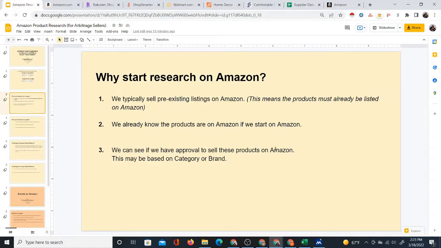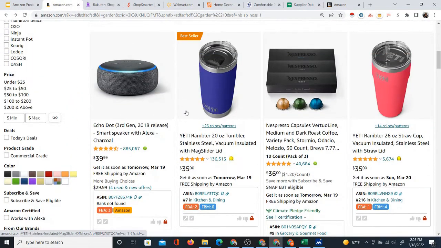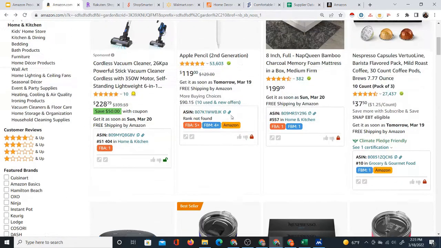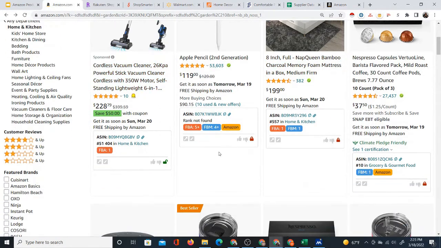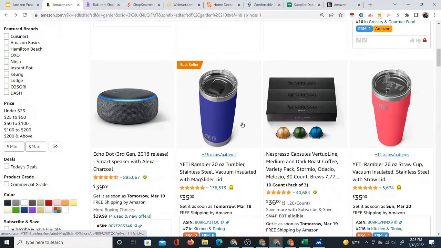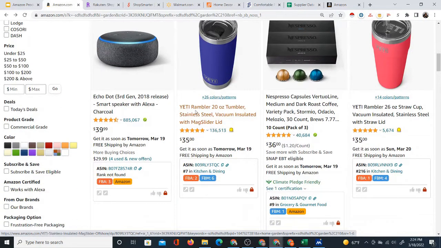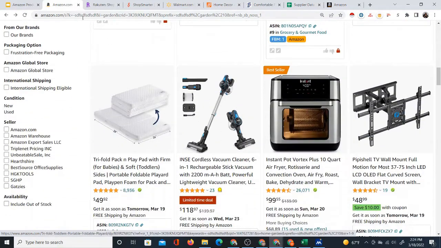Now, the other thing is that when we're on Amazon, we can see if we have approval to sell these products. All right, and the approval is generally based on the category or the brand. So there are some brands that we can sell, and there are other brands that we cannot sell. There are certain categories in which we can sell, and other categories that we can't sell. Can you get approval to sell some of these brands or these categories? Yes, you can potentially do that. There's a process you may have to do, but that is something that can be done.